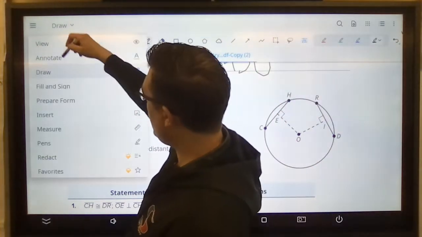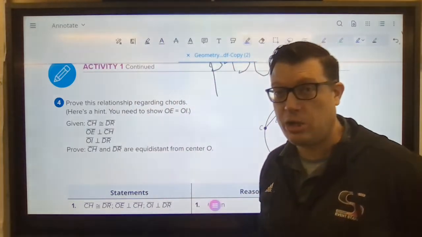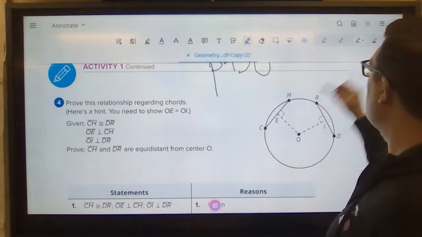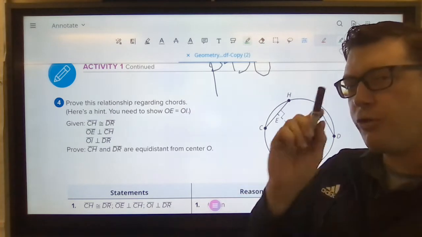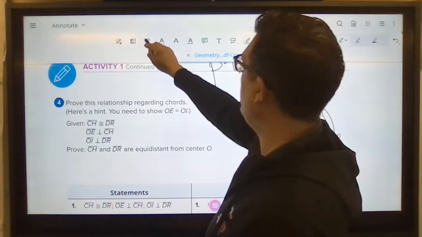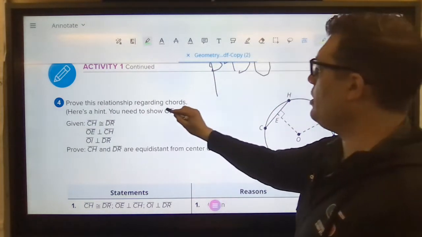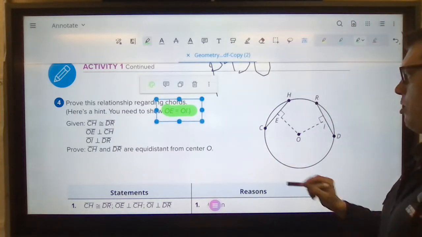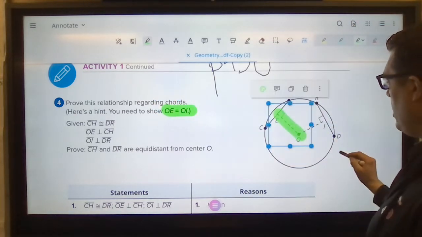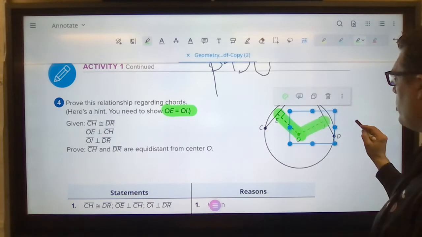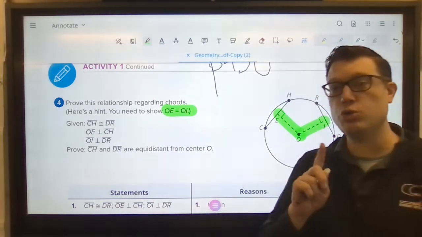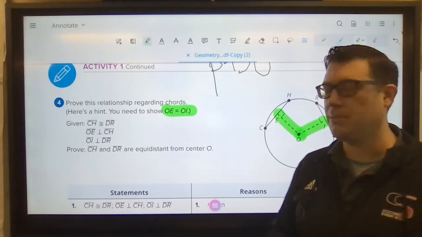Highlight is under the annotates. You should be annotating your book. You should be highlighting all over. You should be making sure that that book is useful for you. Highlight colors. And let's go OE and OI. Where are they? Well, there's OE and there's OI. We're trying to show that those two line segments are actually the same distance.